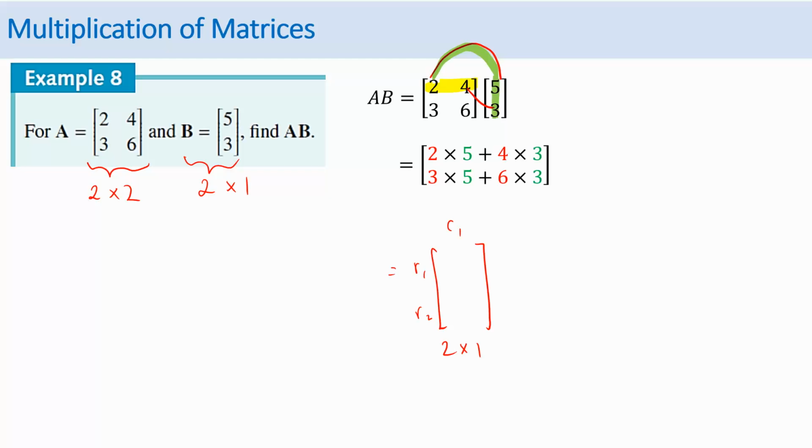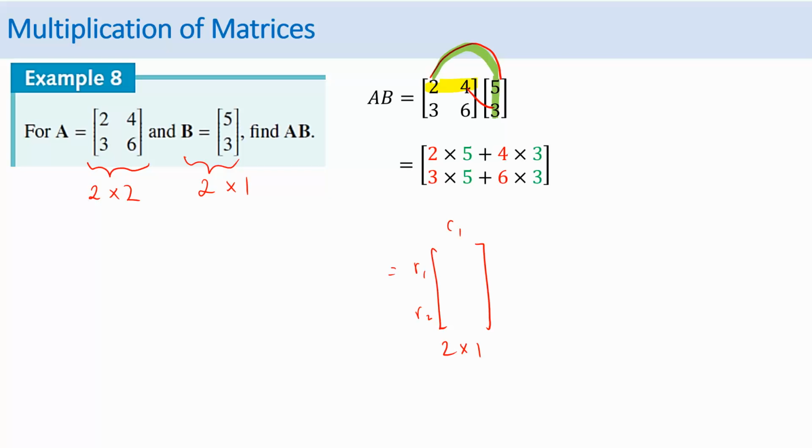That's the trickiest part. Out of all the exercises, if you're learning matrices for the first time, this is the hardest one to learn. So understand that it's row 1 by column 1, but first term with the first term, second term with the second term. That will give you the entry for row 1, column 1.